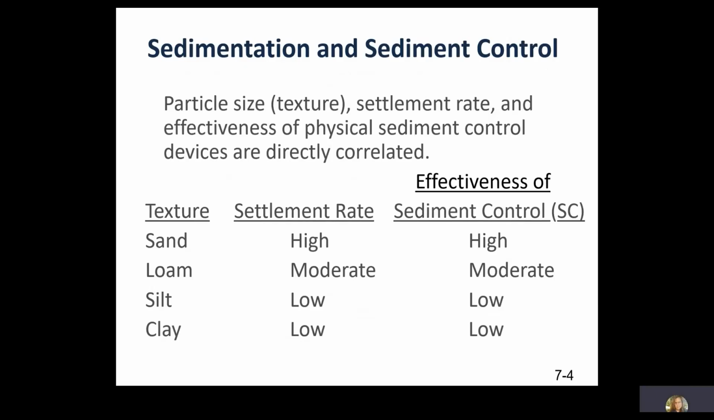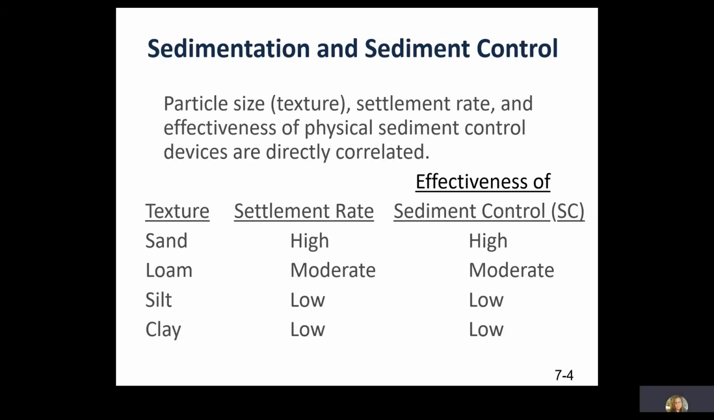Once soil particles have been dislodged through the erosion process, they are transported and deposited as sediment. The properties of the soil particles that are eroded have a strong impact on when and where those particles will be deposited. The most critical of these properties is once again soil texture. Determining the soil texture is important in selecting effective sediment control measures for a site. The settlement rate of a soil particle and the effectiveness of the sediment control measure is directly tied to soil texture. As you can see in the chart, particle size determines how effective the control measure will be.